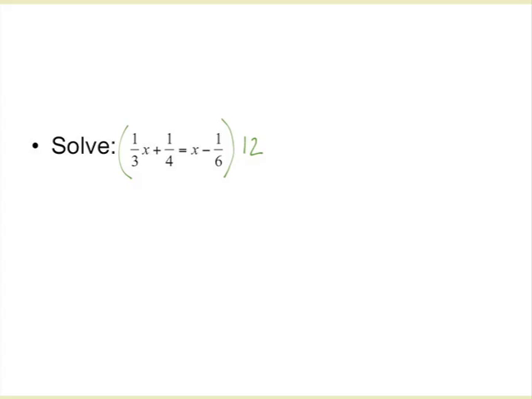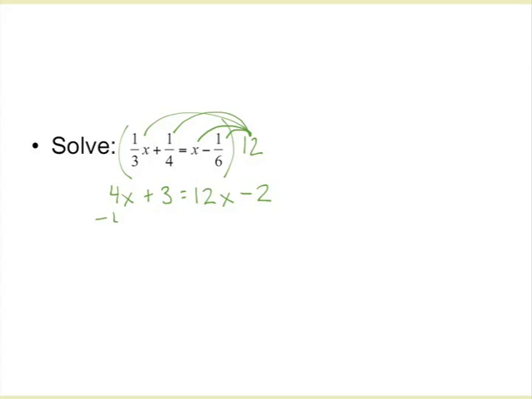So remember, one of our properties said you can do whatever you want, add, subtract, multiply, divide, as long as you do it to both sides. So I can multiply everything by 12 if I want to. So when I multiply 1/3 times 12, that gives me 4. When I multiply 1/4 times 12, that gives me 3. Everything, so even if it's not a fraction, if I multiply x by 12, it gives me 12x. If I multiply 1/6 by 12, it gives me 2. Now I don't have any fractions anymore, and this problem looks exactly like a problem that we've already solved.